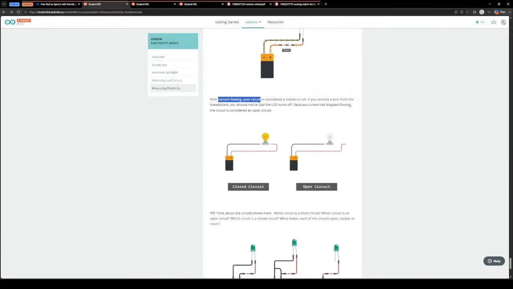With the current flowing, your circuit is considered a closed circuit. If you remove a wire from the breadboard, you should notice the LED turns off. The LED turns off because the current has stopped flowing. This circuit is considered an open circuit.